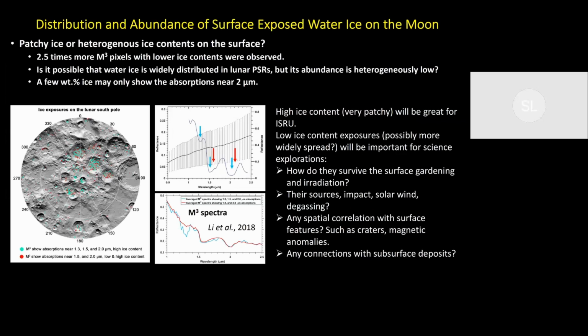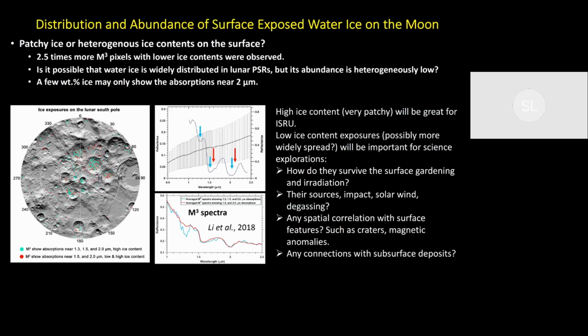Here I'm showing one example at the lunar south pole. When we lower the threshold for detecting water ice, we see 2.5 times more pixels showing ice content, lower ice content, as shown as the red pixels.